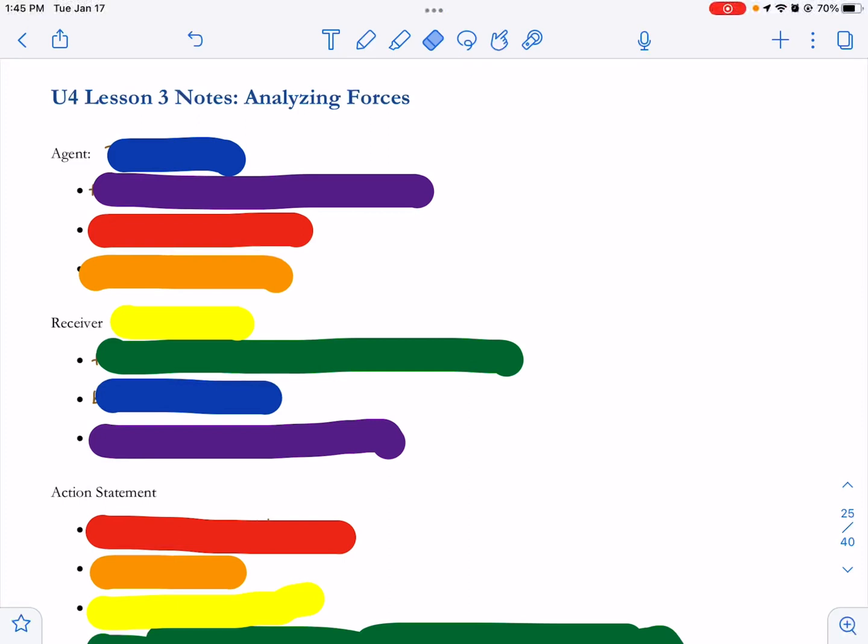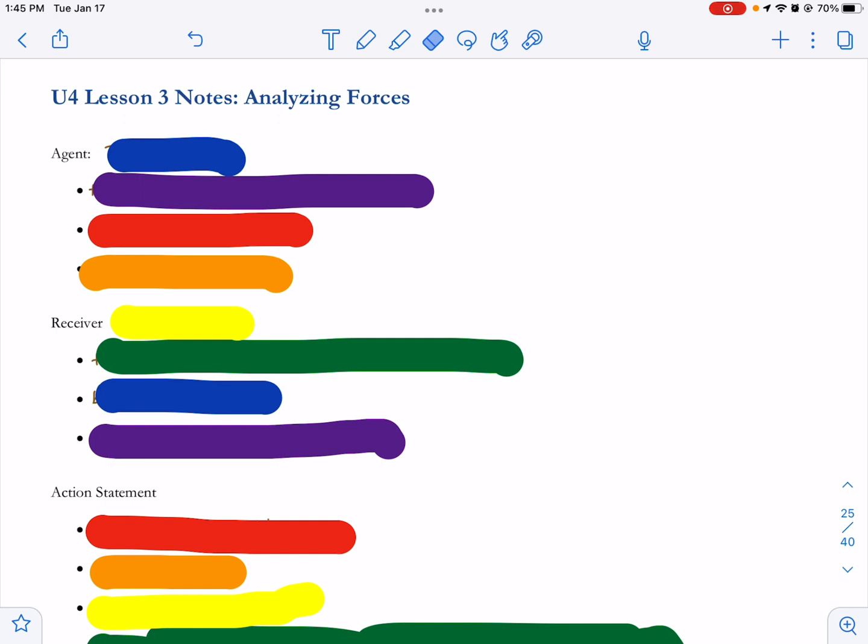Hi guys, in this video we're going to learn how to analyze forces. So we're going to use some new words, agent, receiver, and action statement, to write action statements. That's the whole point of this video: we're analyzing forces and we're writing action statements.